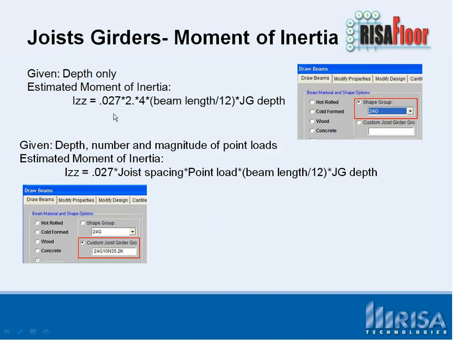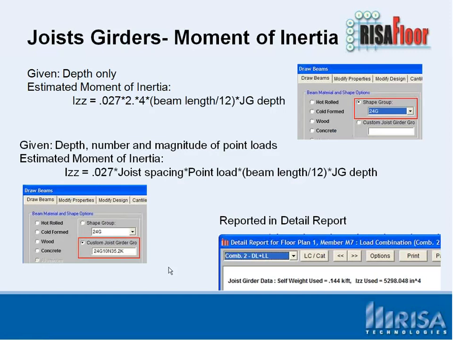When you tell the program specifically what you're going to be using, so it's got a lot more information, this calculation changes just a bit. It gets a little bit more accurate if you tell it exactly what's happening. So you need the joist spacing and the point loads, and it will calculate all the information there to get you a little bit more of an accurate estimate for that moment of inertia. But you can tell the program either way.